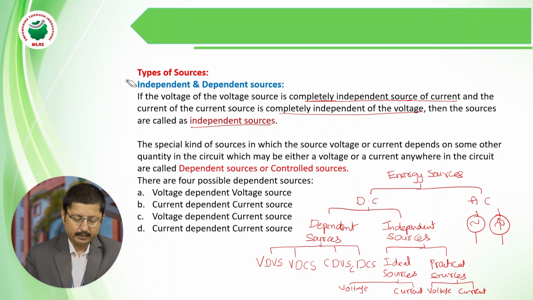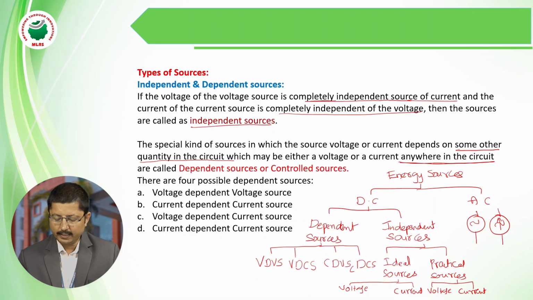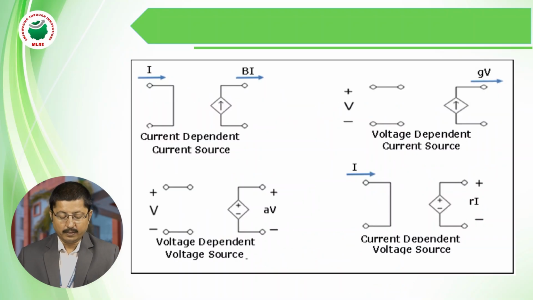Now coming to the next one, dependent sources. Dependent sources are a special kind of source which may depend on other parameters. The source voltage or current depends upon some other quantity in the circuit. That means voltages may be dependent on current, or current may be dependent on voltages, either voltage or current anywhere in the circuit. A very important point is anywhere within the circuit. That type of source we can call dependent sources or controlled sources.